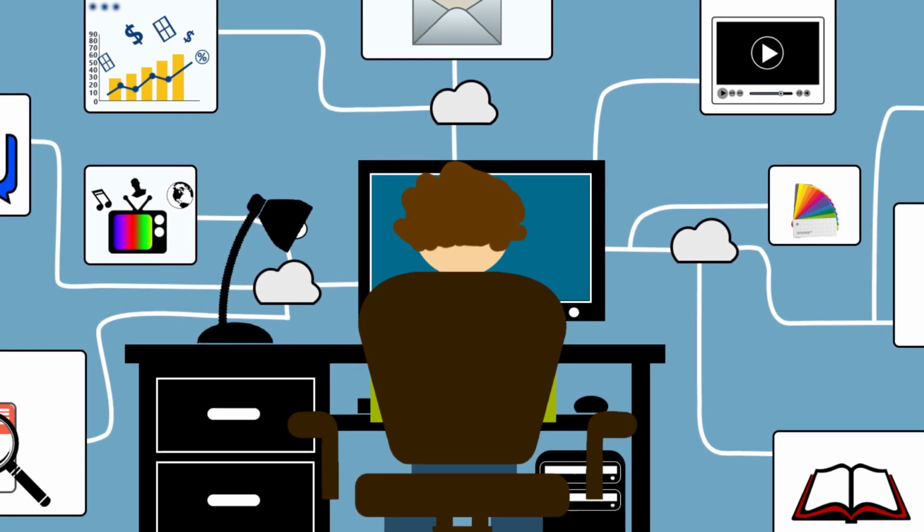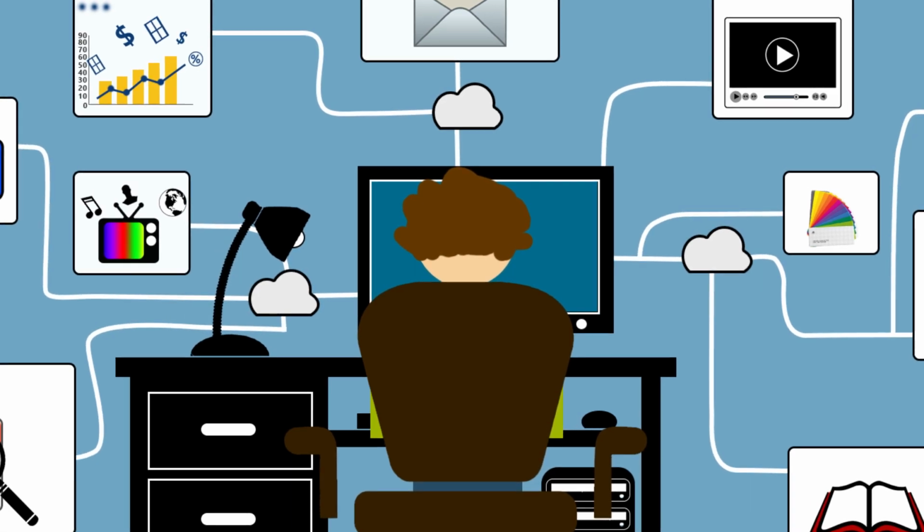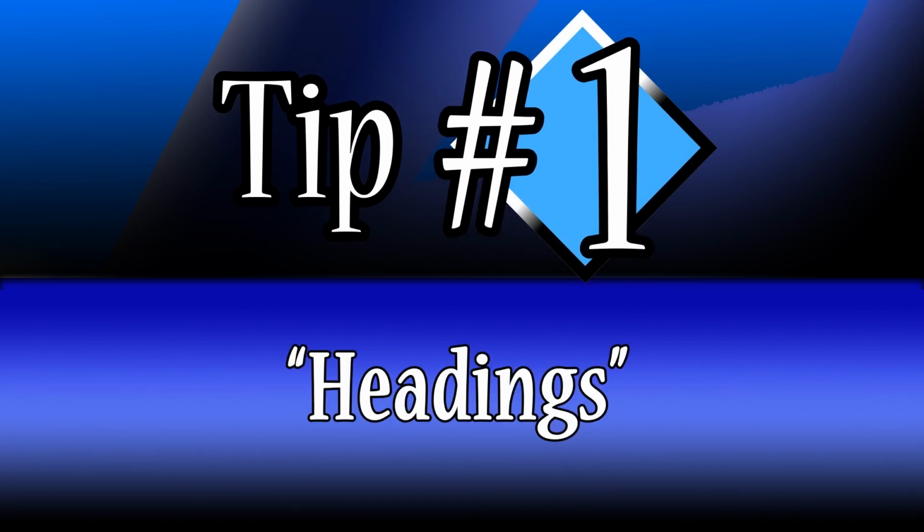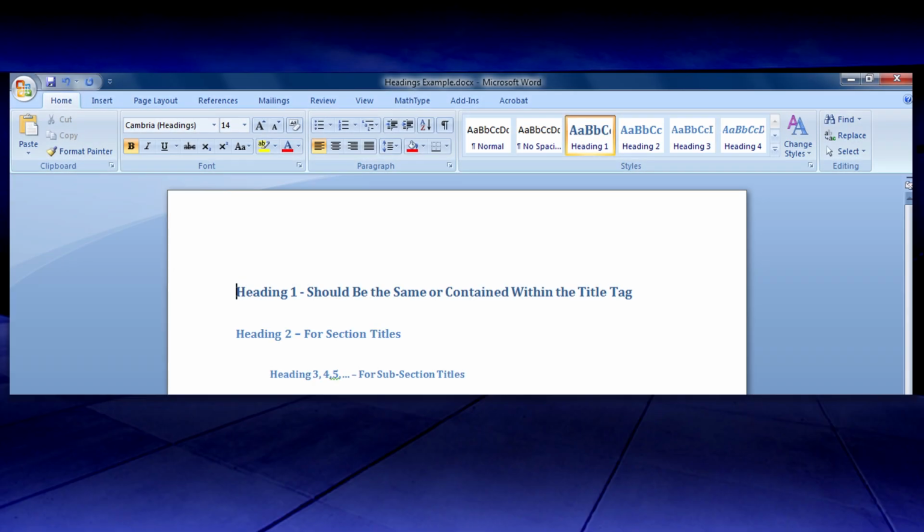So let's go over 10 basic tips that will help us develop accessible web content. Tip number 1, headings. When creating documents using word processing software, choose one of the pre-made, built-in styles or layouts. These have been specially designed so they can be interpreted by screen readers.